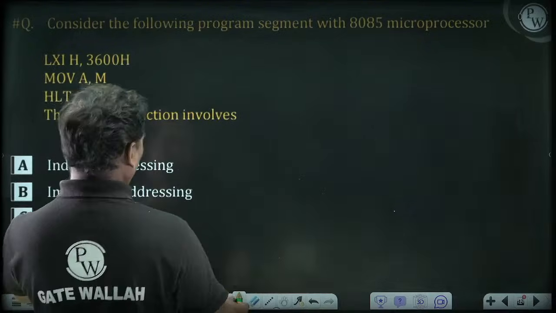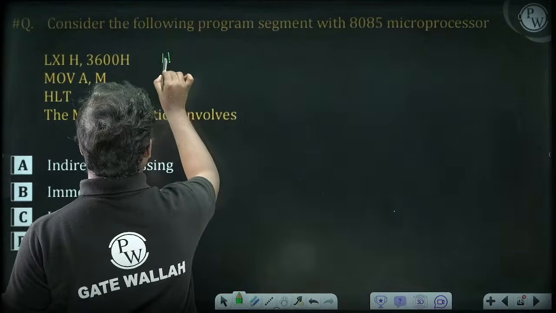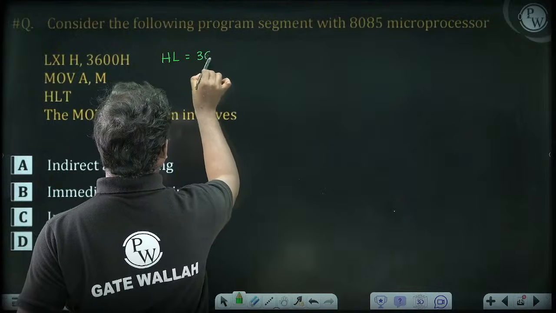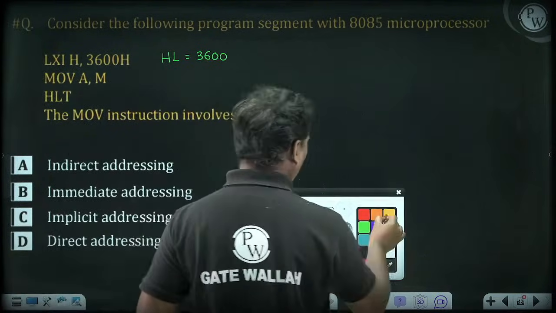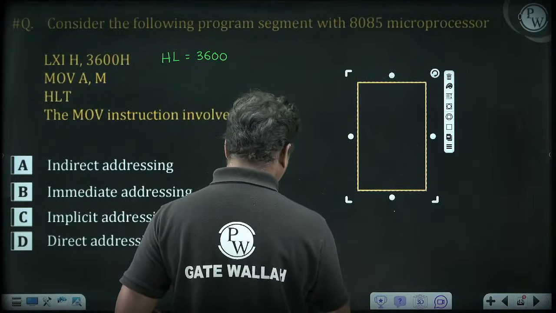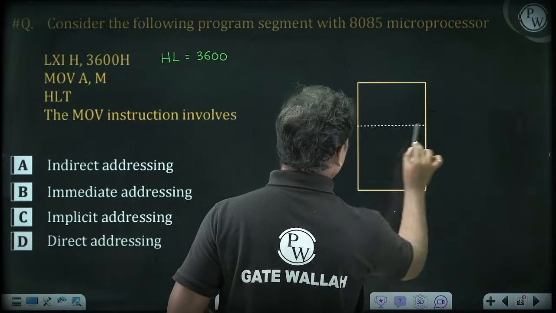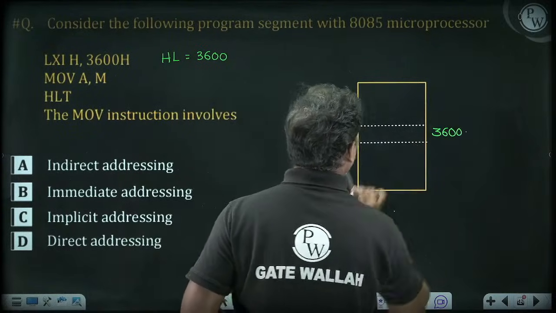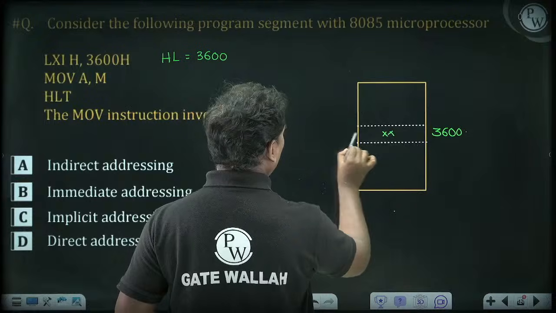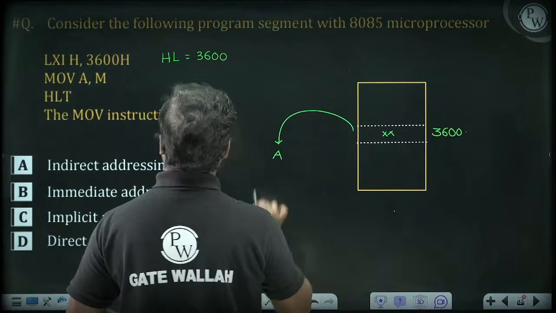LXI. So what is this? This is HL 3600. Move A comma M. So there is a memory location like this. This is our 3600 memory location. In this, whatever the content is there, that has to come to accumulator. So that is the meaning.